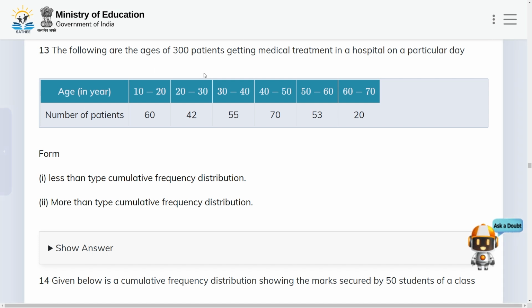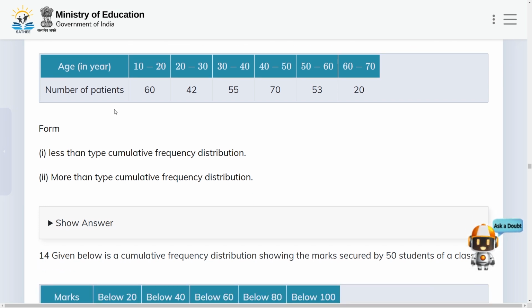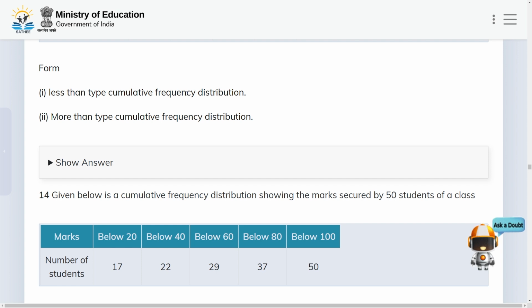Okay, so in this table we have given the ages of 300 patients getting medical treatment in a hospital. So from this we form the less than type cumulative frequency distribution and the more than type cumulative frequency distribution table.